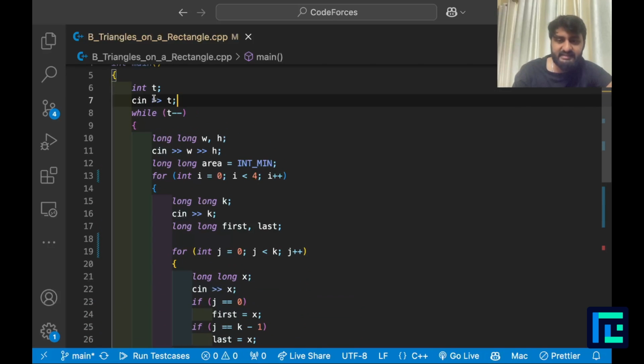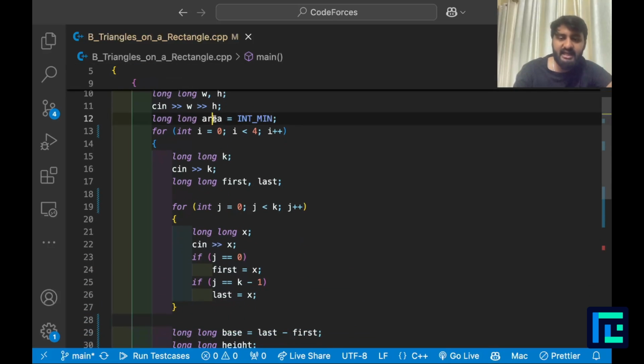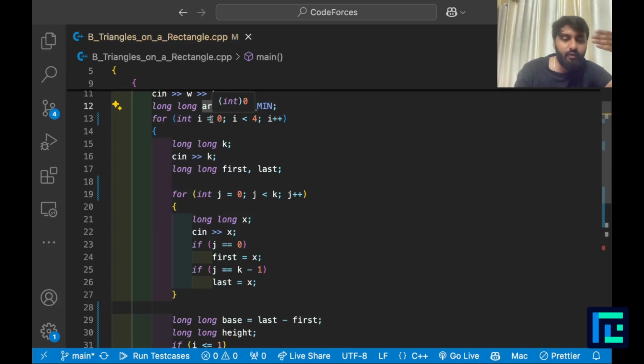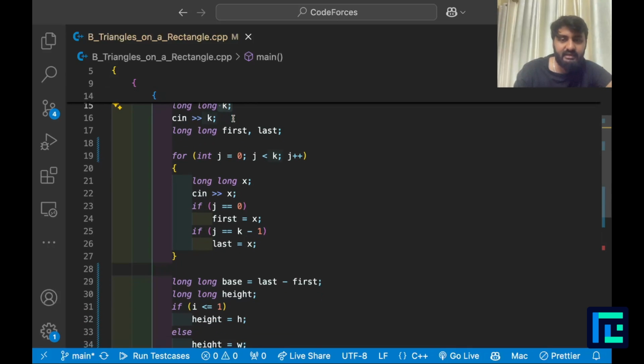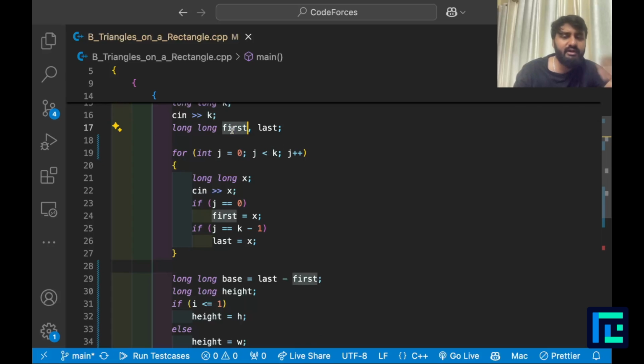I take the input of test case, then W and H. Then I have the area variable, that's the answer variable. Initially it's int min because I want to maximize this. Now I want 4 sets of lines as input. So I run a loop from 0 to less than 4. I take first the input of k, that is the k points on a single line. Now I only need the first and the last point.